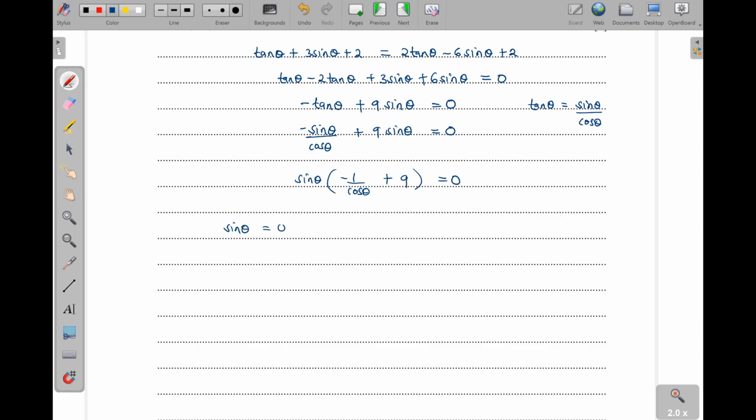So sine of theta is equal to 0, and then theta will be the arc sine of 0. This one will give us 0 degrees, there's 180 degrees, there's 360 degrees, and many more.